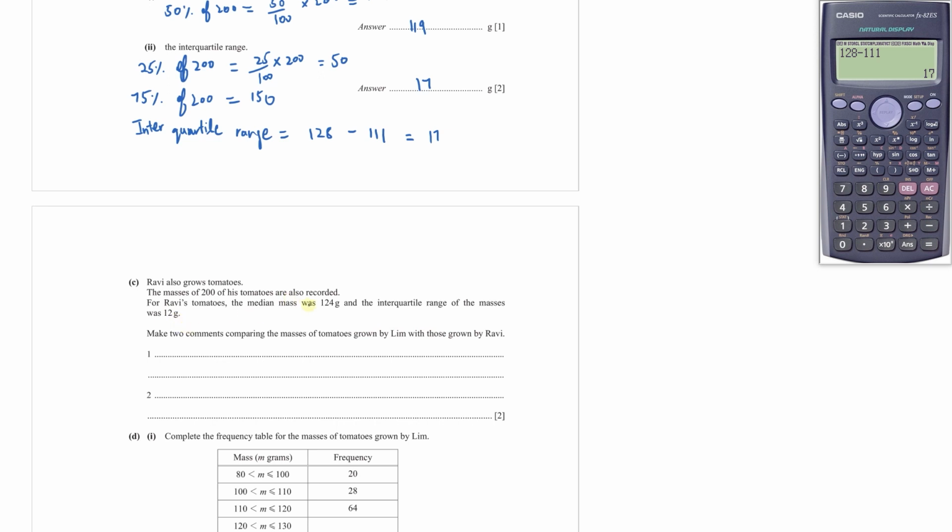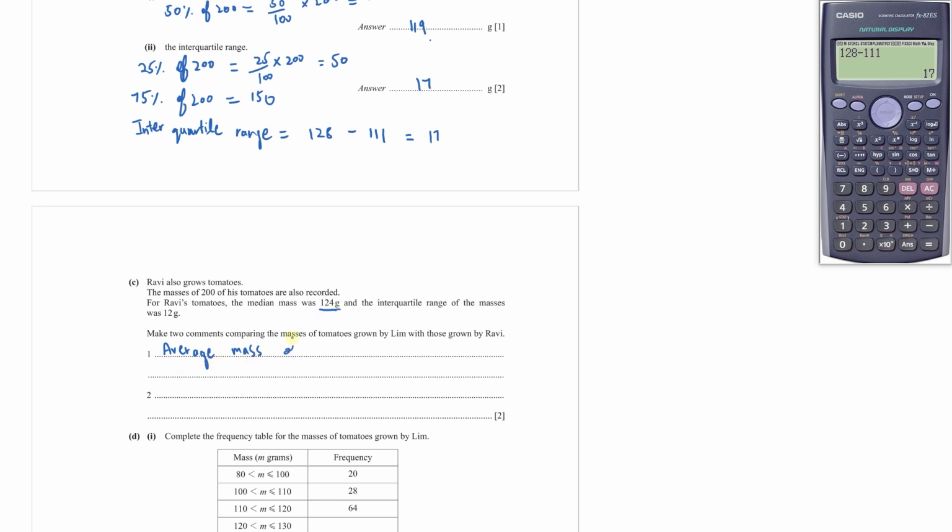So the median here for Ravi is 124. For Lim, the median was 119. So that means average mass of Ravi's tomatoes is higher than Lim's tomatoes. So we can say average mass. So median is also kind of an average. I know that usually we call mean the average value, but median is the middle value, so it kind of relates to the average mass as well.